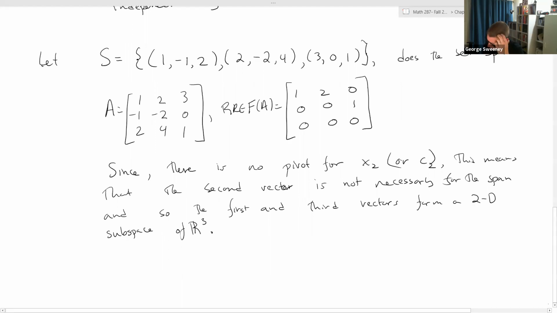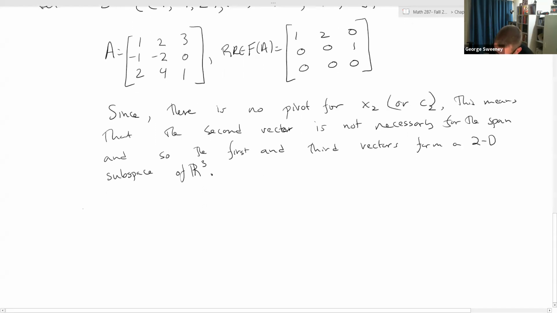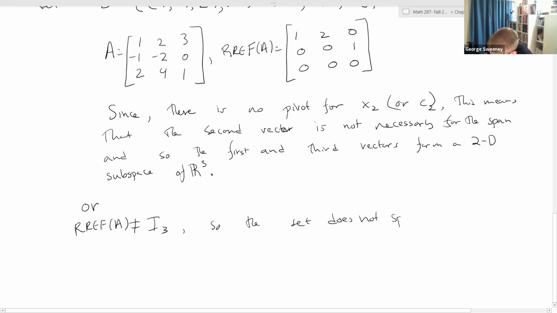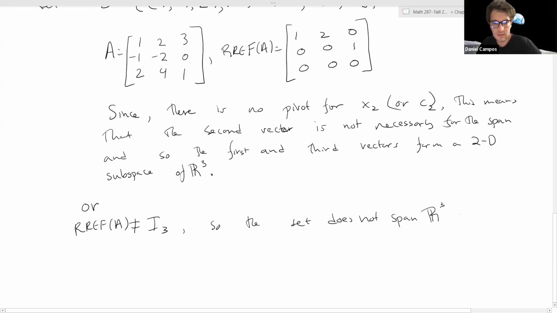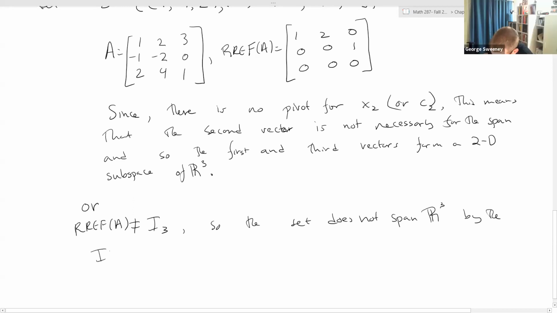Now, here's the thing. I can also write it like this. RREF of A does not equal I3. So the set does not span R3. By what? By the IMT. That's right, because we have a square matrix again. Well, actually, I said A is square, we'll add that to the front. RREF of A does not equal I3, so the set does not span R3 by the IMT.